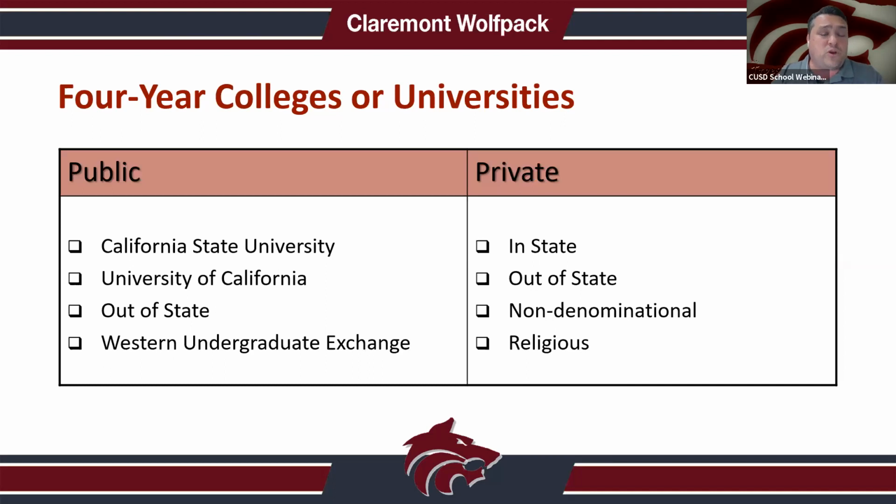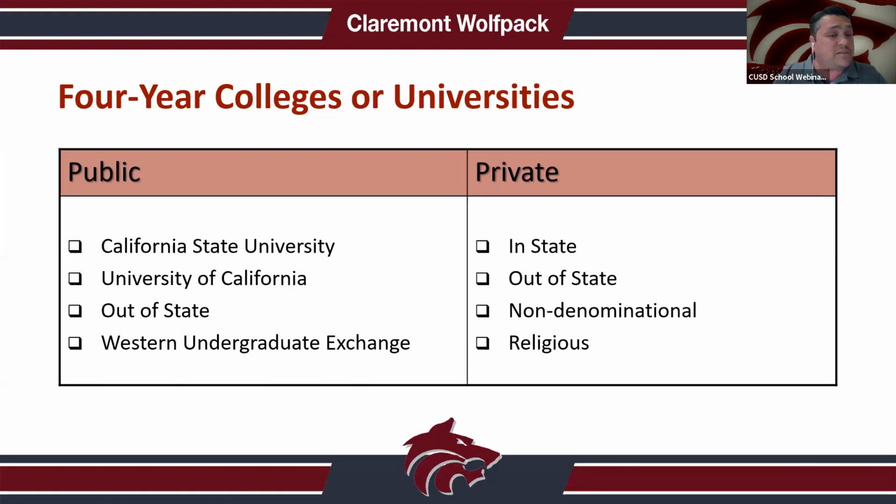When we talk about 4-year colleges, generally speaking, we're talking about 2 main types. We have our public system and our private system. Our public system are universities funded primarily by the state. In California, that would be the Cal State system and the UC system.